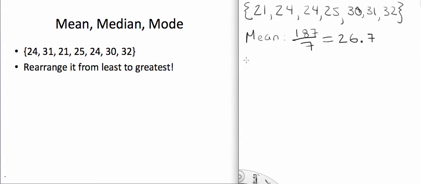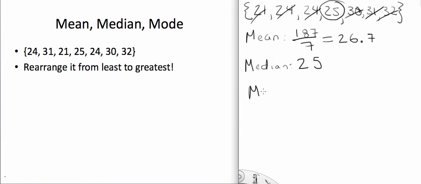Okay, so now the median means it's the middle number of the set. Usually what I like to do is X off numbers as we go. So I go with the first number, X off the last number, then go here, there, boom, and boom, and we end up with one singular number, and that is 25. So our median is 25.